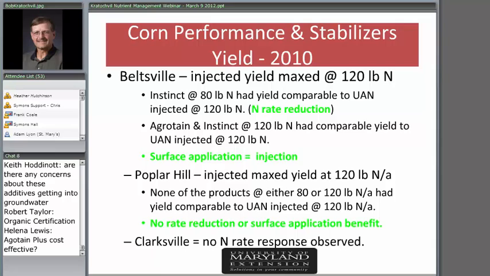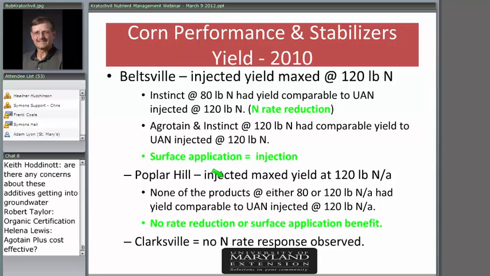2010, at Beltsville, we maximized our yield with 120 pounds of nitrogen in the injected treatment. Instinct, at 80 pounds of nitrogen per acre, had yield comparable to UAN injected at 120. We had an N rate reduction again. And both Agrium and Instinct at 120 pounds of N had comparable yield to UAN injected. In this case, surface application was comparable to the injection technique.